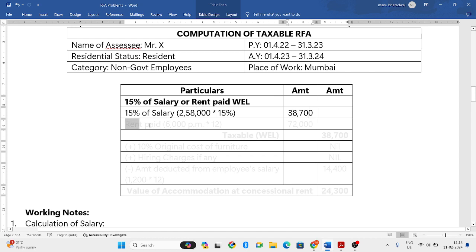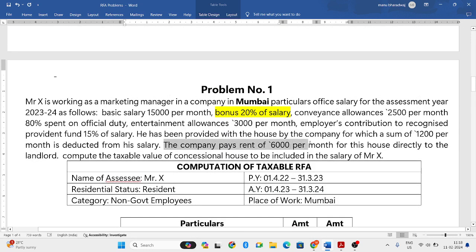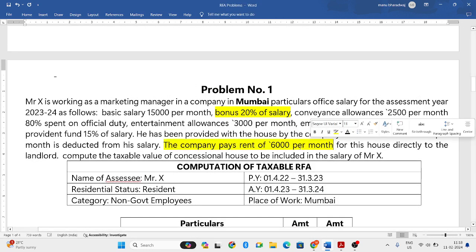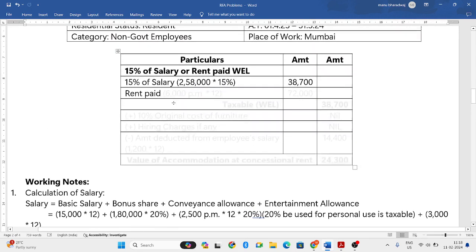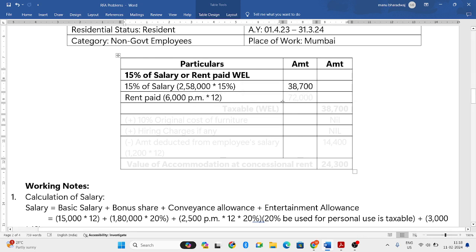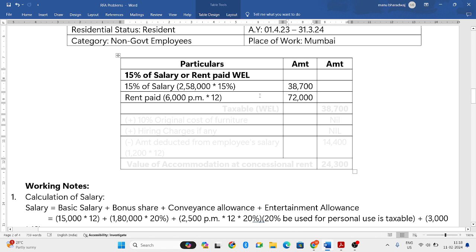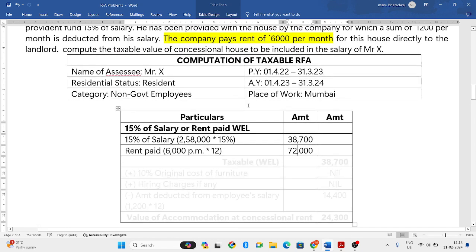That should be compared with rent paid. So here in the question they have told that the company pays the rent of 6,000 rupees per month. So 6,000 is for 1 month. So we have 12 months. So into 12 you have to do. You will get 72,000. Now, out of these two, whichever is lesser, it is taxable. So 38,700 is lesser. So that is taxable.